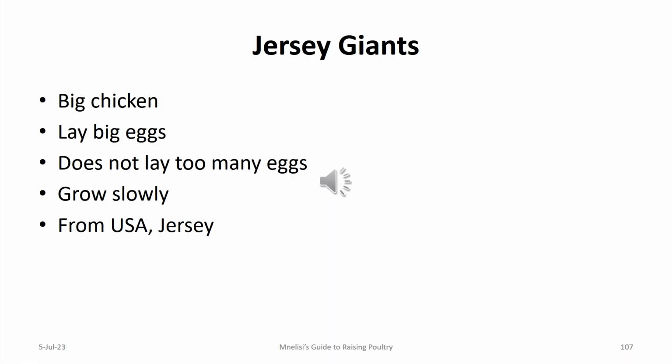Jersey Giant. This is a giant chicken from the USA, Jersey. It lays big eggs. It does not lay too many eggs. It's a slow-growing chicken.